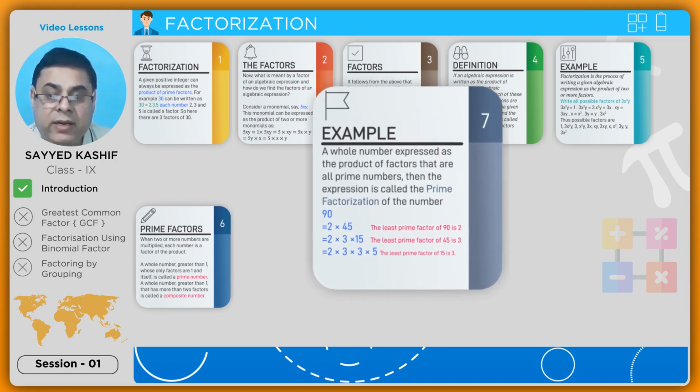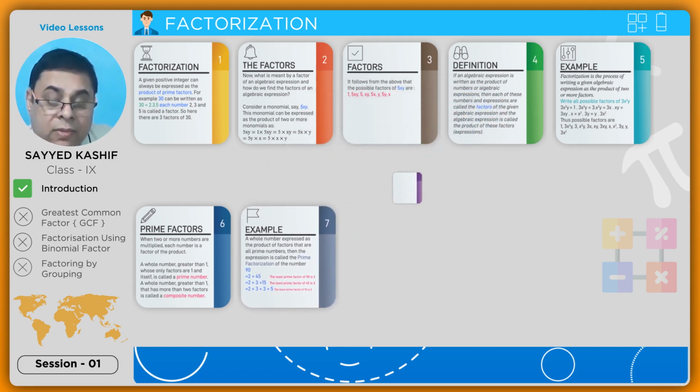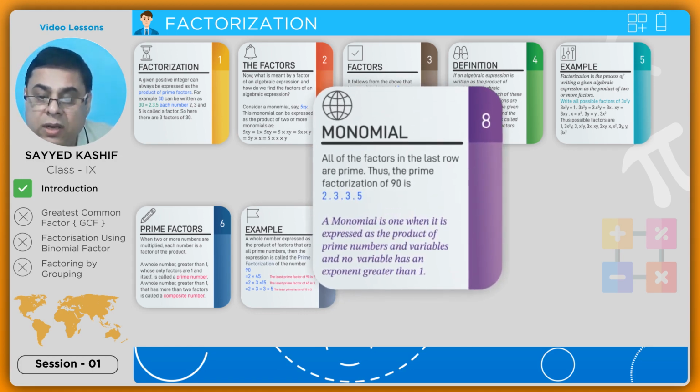For example, 90 is equal to 2 into 45. The least prime factor of 90 is 2. Now, 45 can be written as 3 into 15. The least prime factor of 45 is 3. 15 again can be written as 3 into 5. So it can be written as 2 into 3 into 3 into 5. The least prime factor of 15 is 3. All of the factors in the last row are prime. Thus, the prime factorization of 90 is 2 into 3 into 3 into 5.